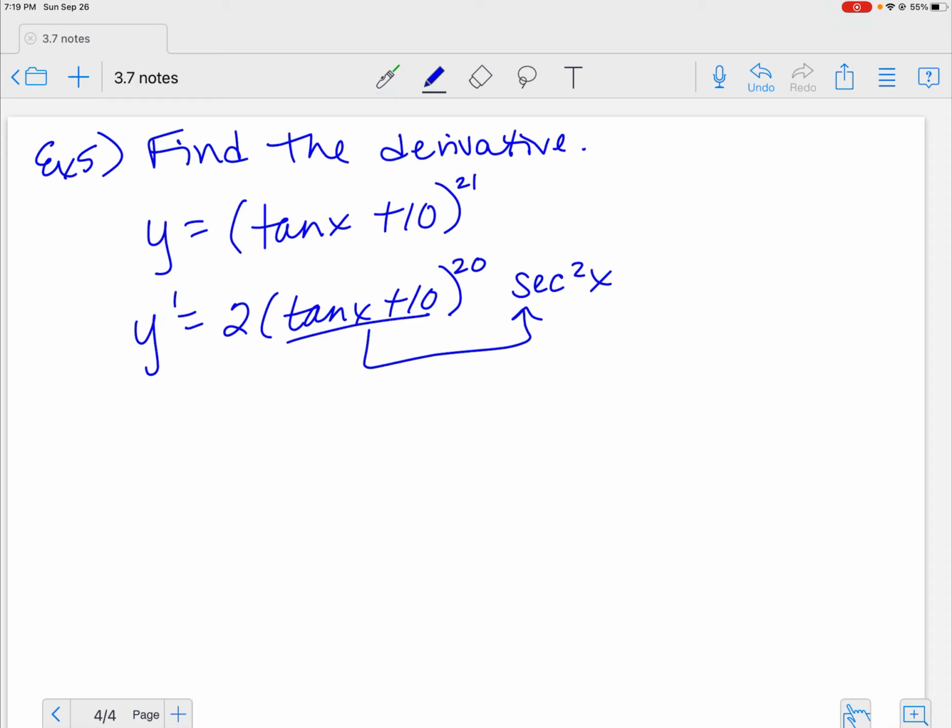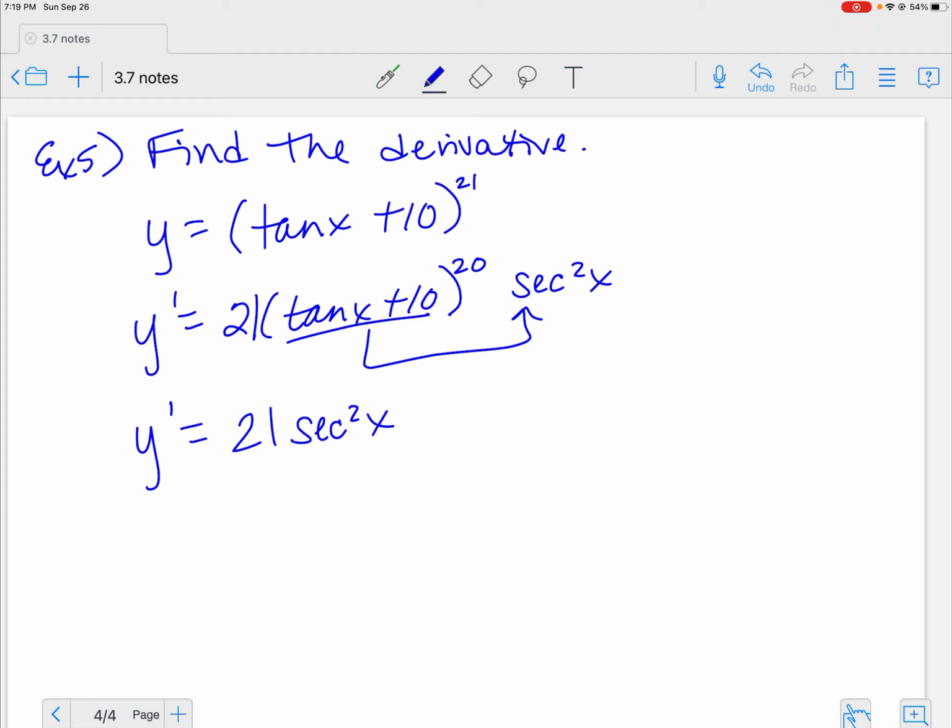Cool. Are you guys hollering at me? Oh, I'd be so impressed. I'm so impressed. I put a 2 there, but that's not my exponent. 21 should have come in front. Good, good, good. I'm so glad you guys are on it. I'm so impressed with you.